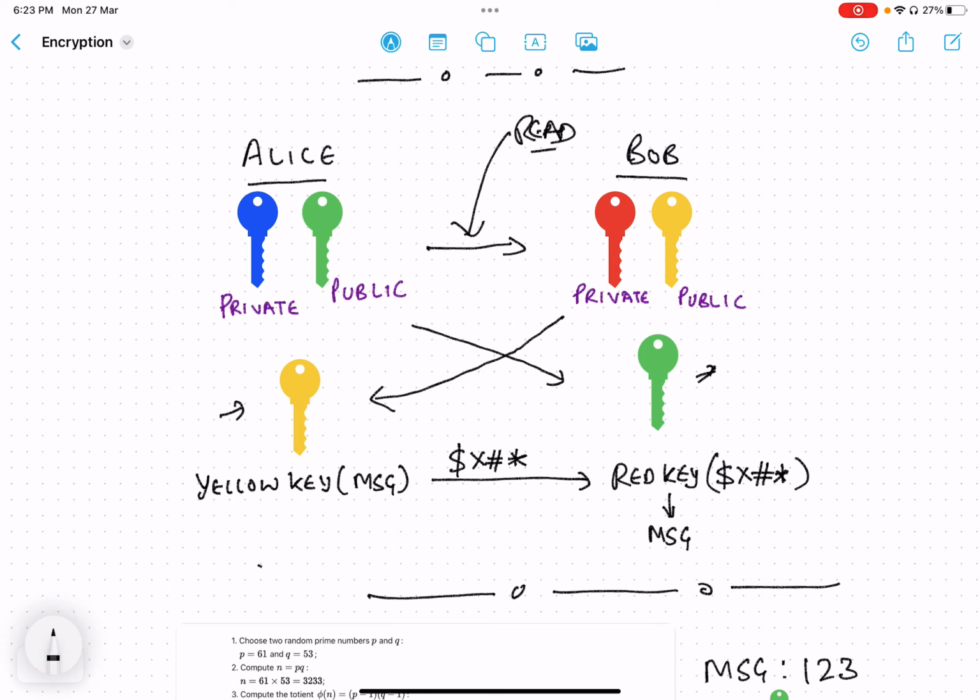Since Bob has access to the private key, he is the only person who can read that message. Similarly, when Bob needs to send something to Alice, he will use Alice's public key to wrap the content, and then Alice would be able to read that content using her own private key.